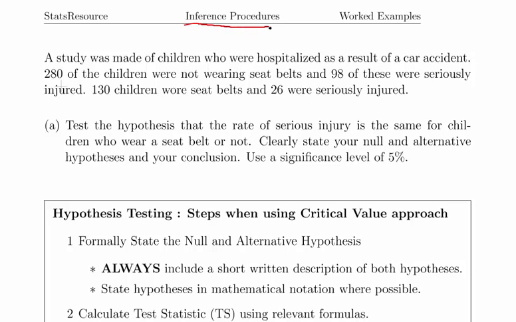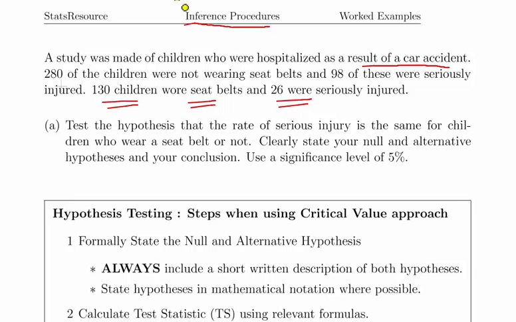Okay, in this presentation we're going to look at hypothesis testing for the difference in proportions, okay? So a sample of children who were hospitalized as a result of a car accident. 280 of the children were not wearing a seatbelt and 98 of those were seriously injured. 130 were wearing a seatbelt and 26 were seriously injured.